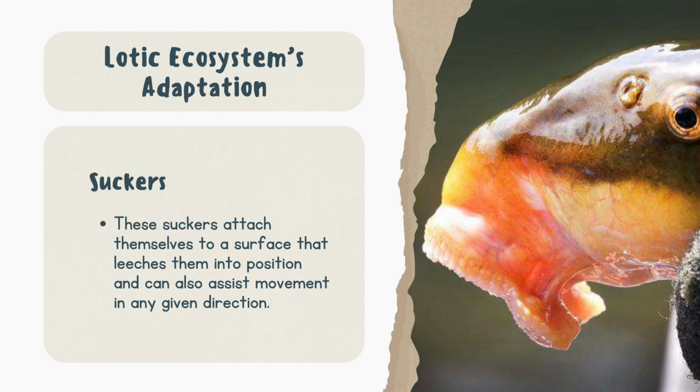Here are some lotic ecosystem adaptations. The first one is the suckers. Suckers are a type of adaptation found in many organisms that live in lotic ecosystems, which are flowing water bodies like rivers and streams. These suckers allow the organisms to cling to rocks, plants, or other surfaces in the fast-moving water. This clinging ability is essential for survival in lotic environments as it prevents them from being swept away by the current.